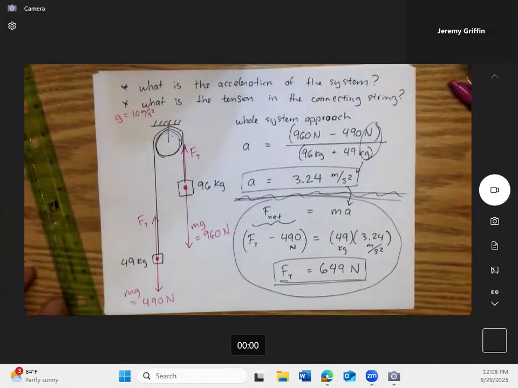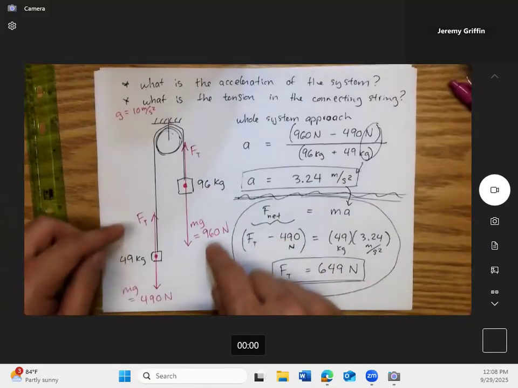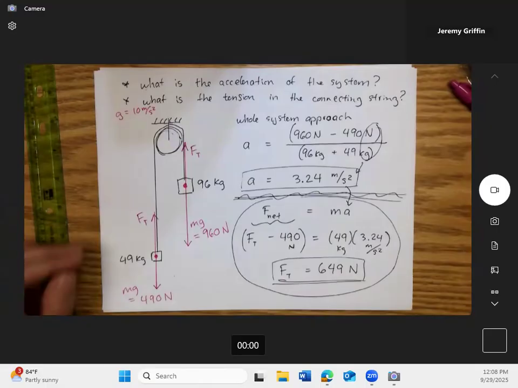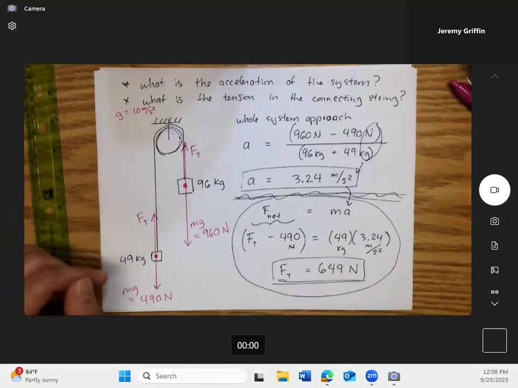So some classic follow-up questions. You can go kinematic with this. You could say, how far does this move in some time interval? How fast after some time interval? How fast does it move after it moves some distance? Can those all be kinematic?